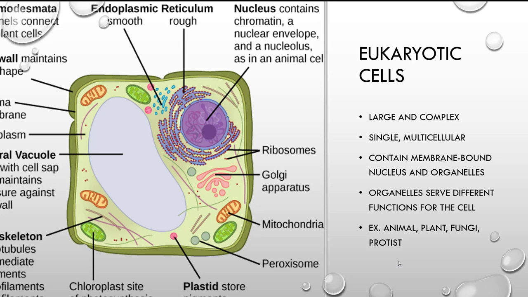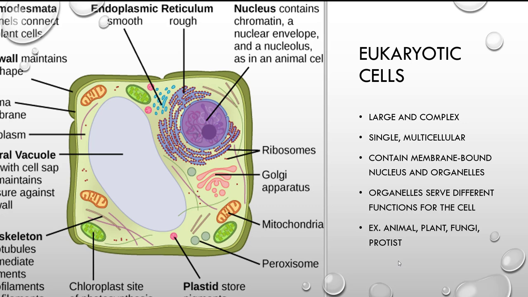So eukaryotic cells, if you take a look inside, they are a lot more complex. So there's a lot of things going on inside that cell. And they are larger than the prokaryotic cells. A eukaryote could be a single cell. So for example, like yeast, if you're gonna make bread, you need yeast to help it rise. So that's a single-celled fungus.